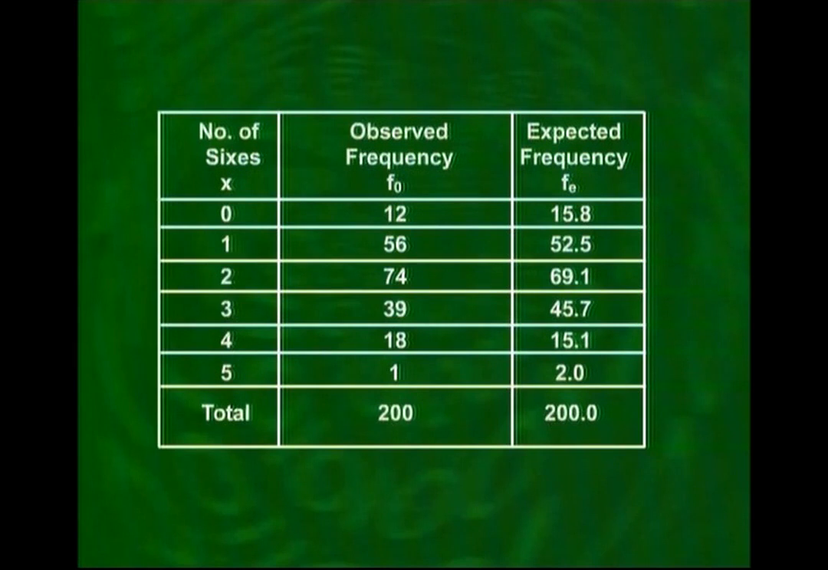Now, what I said earlier is that we want to compare the expected frequencies with the observed frequencies. The observed frequencies are 12, 56, 74, 39, 18 and 1, whereas the expected frequencies are 15.8, 52.5, 69.1 and so on. Now if we compare each expected frequency with the corresponding observed frequency, you will probably agree that there is not a very big difference between them. 15.8 is not extremely different from 12, nor is 52.5 from 56. Similarly, there is no very serious difference between 74 and 69.1, and so on.